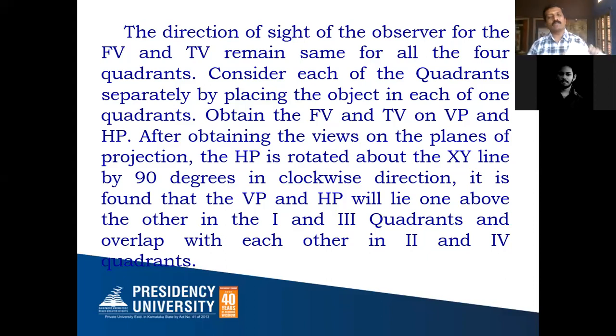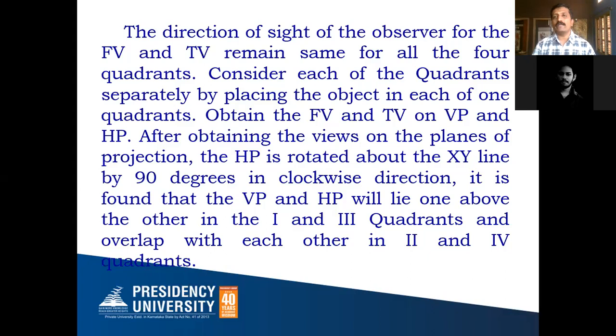So now we are able to remember that the first and third quadrants are mutually opposite to each other. How? In the first quadrant, the VP will come above the XY line and HP will come below the XY line, and the front view will come above the XY line and the top view will come below the XY line.